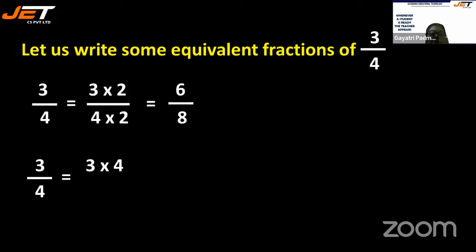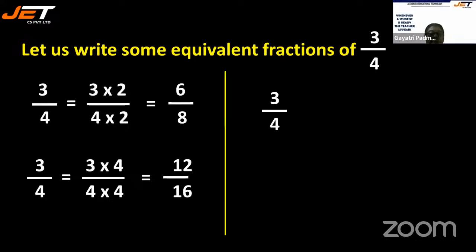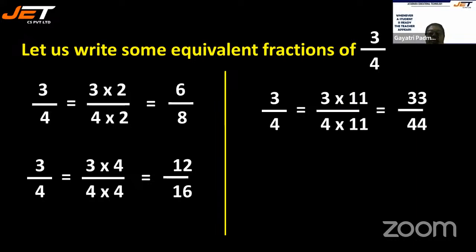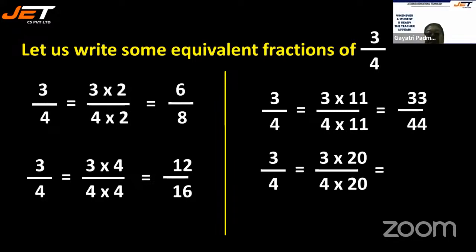We are multiplying 3 into 4 and 4 into 4, so we have 12 by 16. Likewise, 3 by 4 is equal to 3 into 11, 4 into 11, so we have 33 by 44. Right? Again, 3 into 20, 4 into 20, which becomes 60 by 80. All right? So these are some equivalent fractions.